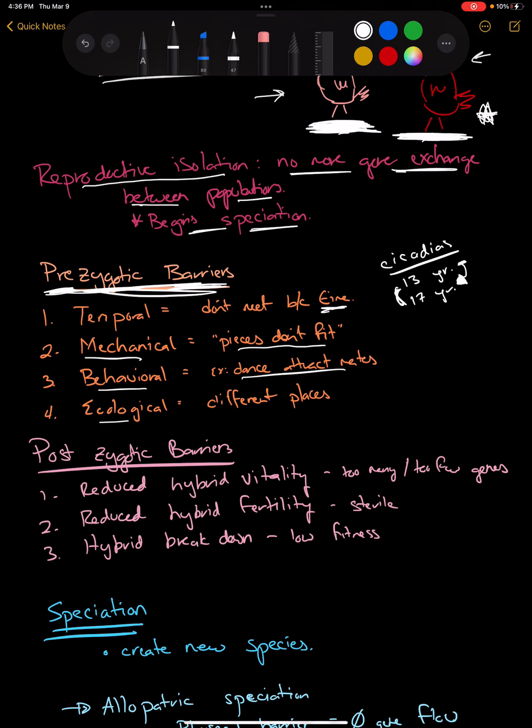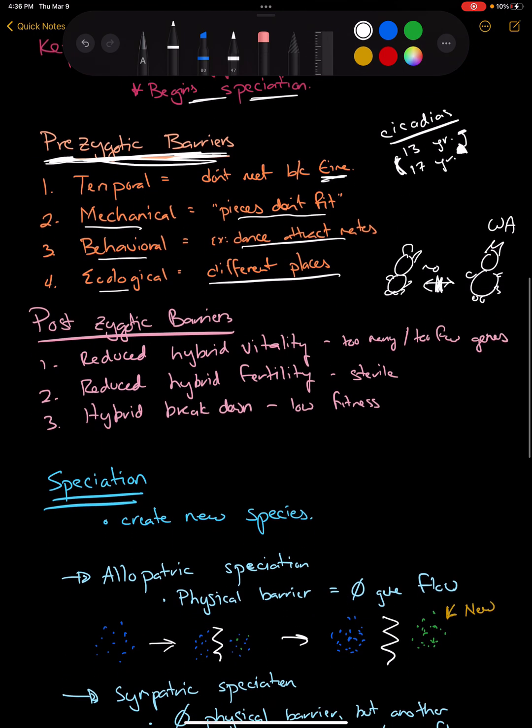And then my last one is ecological. Ecological just means different places. So I could have a bunny over here in Missouri, and then I could also have a bunny over here in Washington State. Because they're in different locations, they're never going to meet, which means they're never going to have a fertilized egg. So those are pre-zygotic barriers.